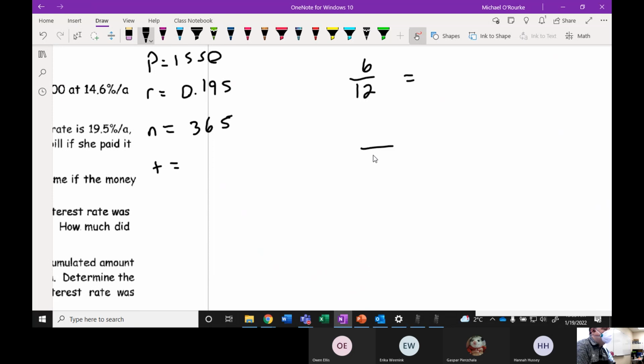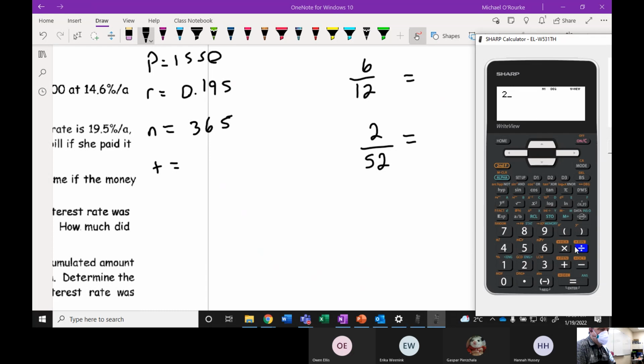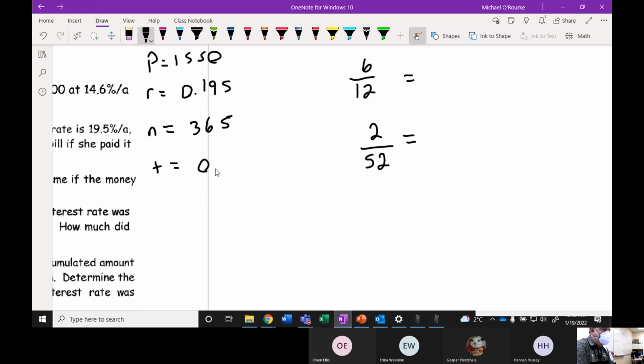So how many weeks in a year? 2 divided by 52. What's that give me for an answer? 2 divided by 52 equals 0.038 approximately. That's the only tricky part of this question, is that T would be that. Does that make sense? So let's see if we can do that question.